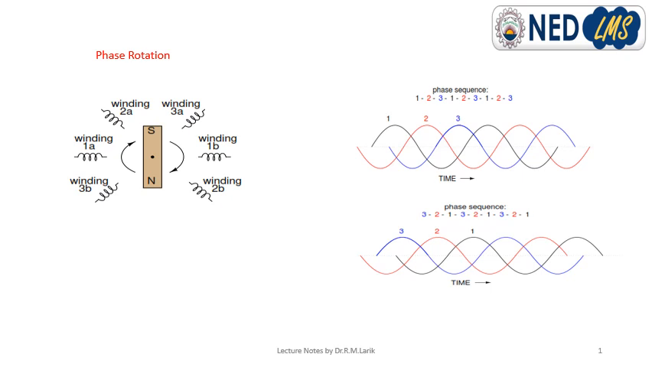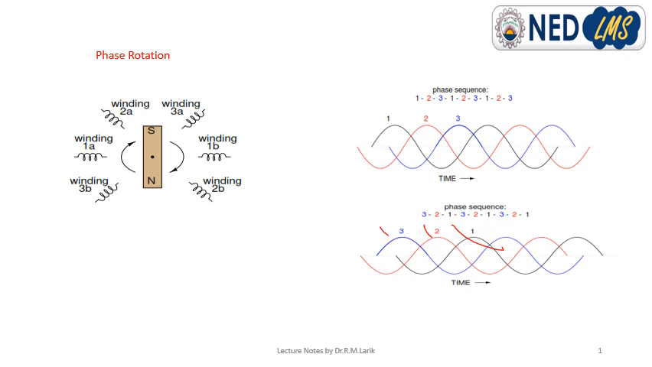So this order keeps repeating itself as long as we continue to rotate the alternator's shaft in a certain direction. However, if we reverse the rotation of the alternator shaft, the magnet will pass by the pole pairs in the opposite sequence. Instead of 1, 2, 3, we will have 3, 2, 1.